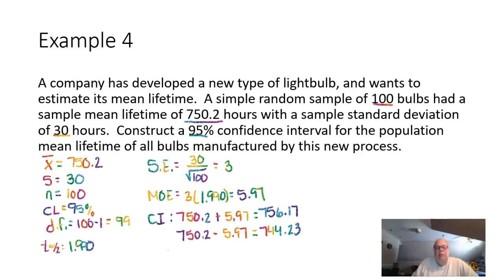And so my confidence interval, remember we write this as an ordered pair, we'll have 744.23, comma, 756.17. There's my confidence interval. And again, we weren't asked, but we might as well get in the habit so that when we're asked, we can do this. Okay. We're going to interpret our results here.